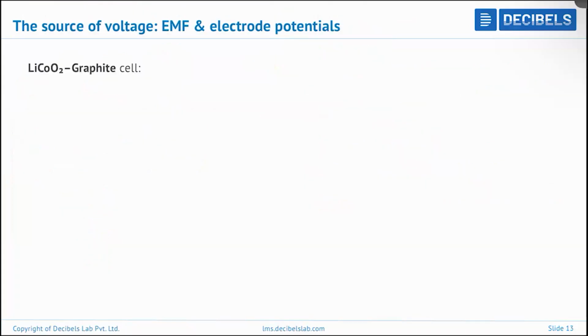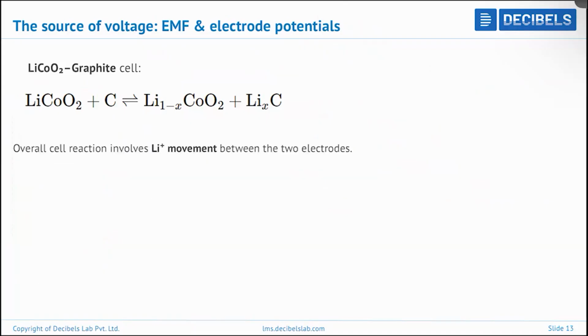So with respect to the battery, the lithium cobalt oxide graphite cell, to define the Nernst equation, let us write the reaction now. So LiCoO2, this is the cathode material, and this is the anode, graphite. So when you charge, they get converted to lithium-deficient cobalt oxide and lithium-rich graphite.